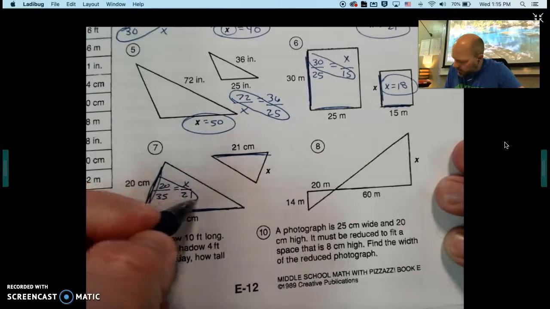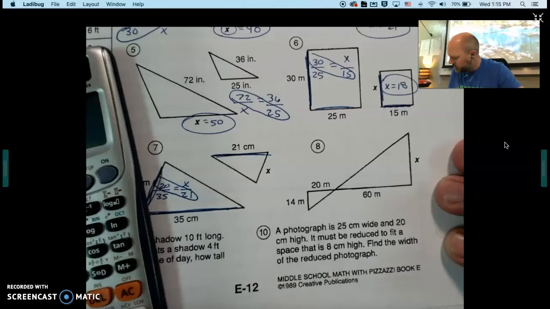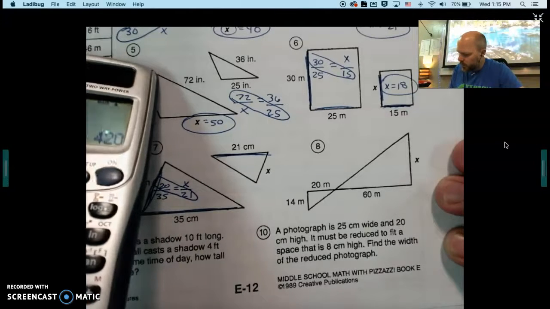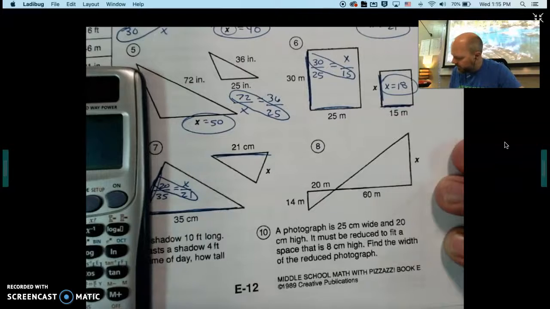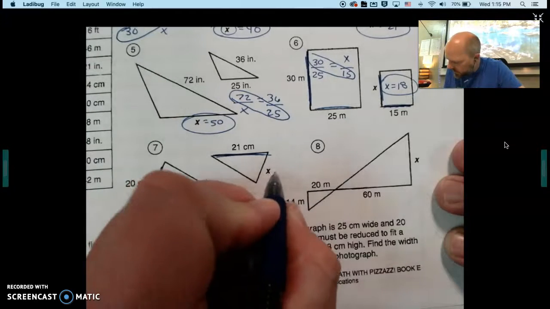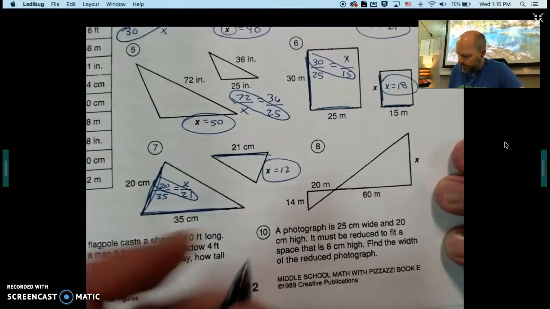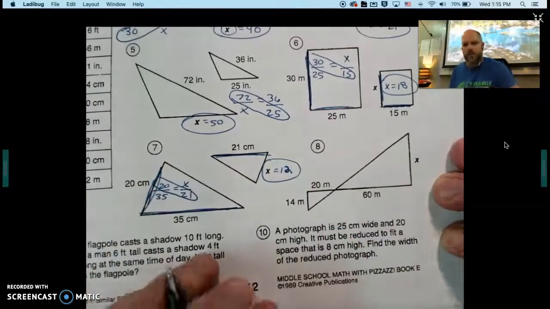I'm going to cross multiply 20 times 21. That's 420, and I'm going to divide by 35. That is 12. So this side here equals 12. Okay, all right, 12.